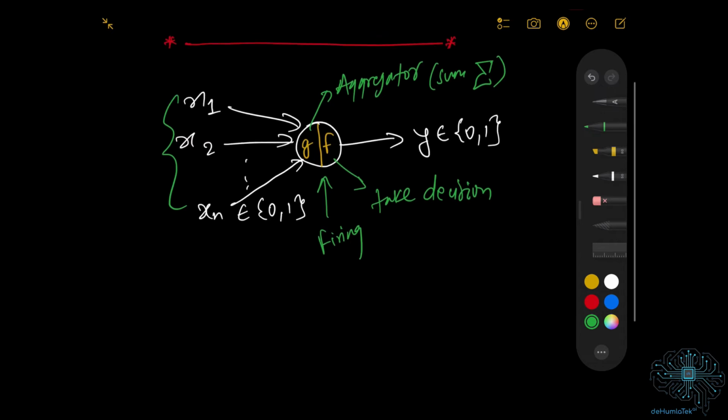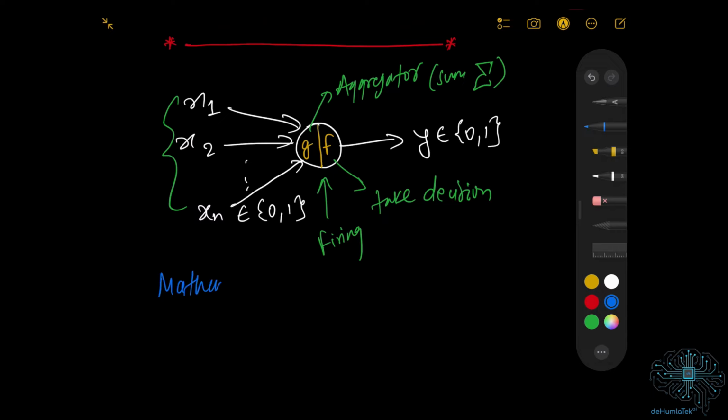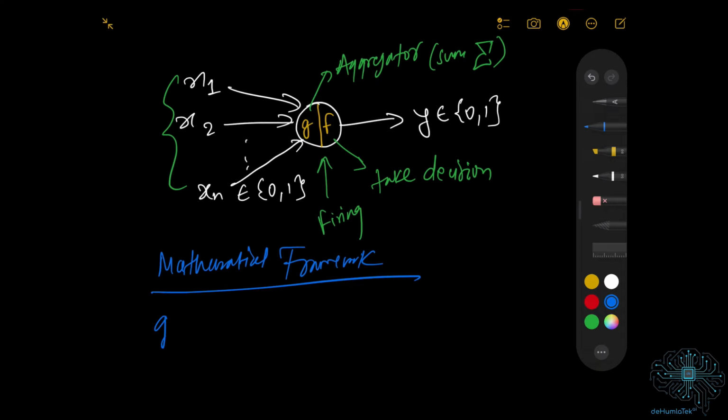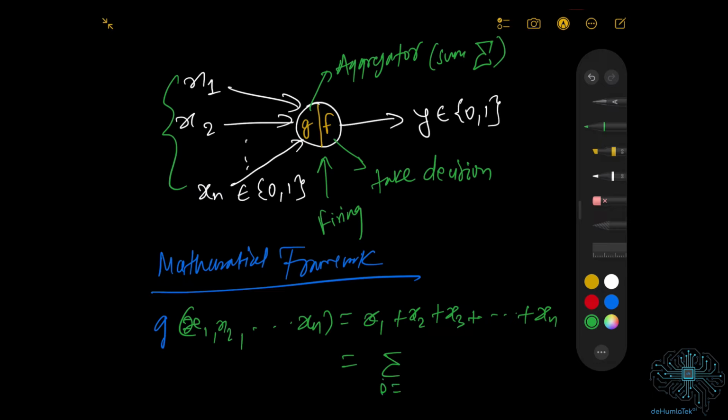Now let's see the mathematical framework for this model. This g is the function of all those inputs, and it's nothing other than the summation of all those inputs. In a compact form we can write it as the sum of x_i, with i ranging from 1 to n.